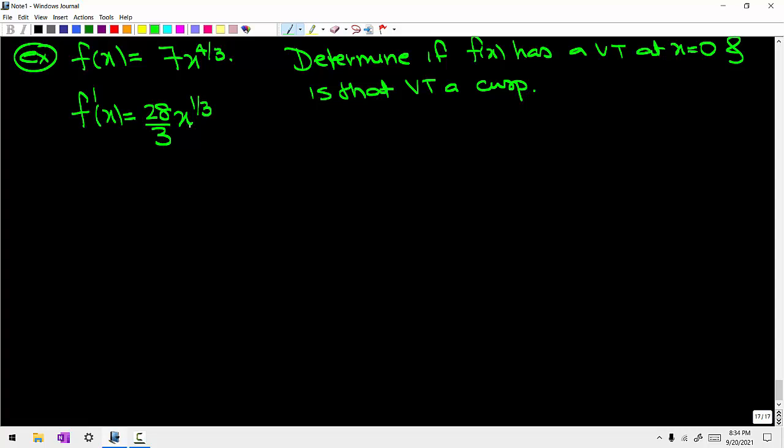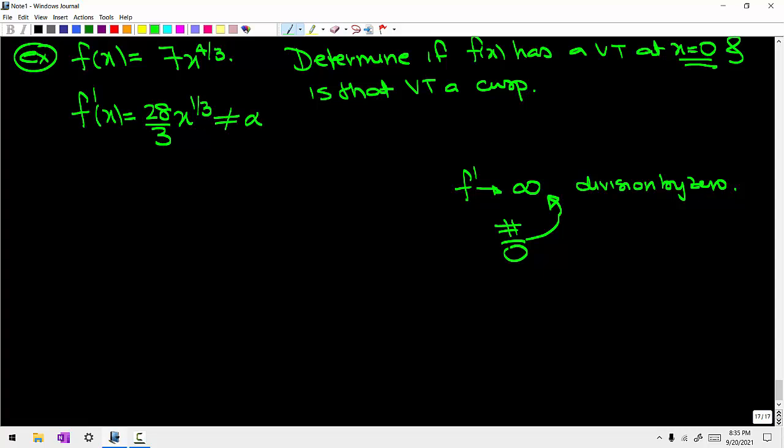Now, for the derivative to be infinite, you have to have division by 0, right? Because when we have a number over 0, we get infinite. Well, out here, will we ever get division by 0? x is in the numerator, so will we ever become 0? No. So when x is 0, this is never going to be infinite. So this is not infinite, so there's no vertical tangent. If there's no vertical tangent, can that be a cusp? No. To be a cusp, it first has to be a vertical tangent.